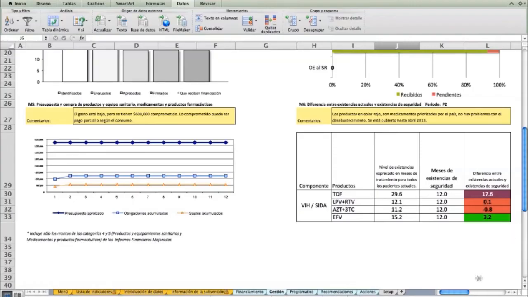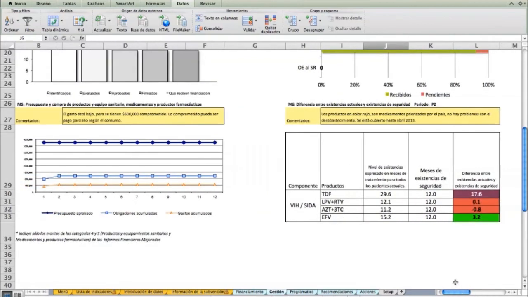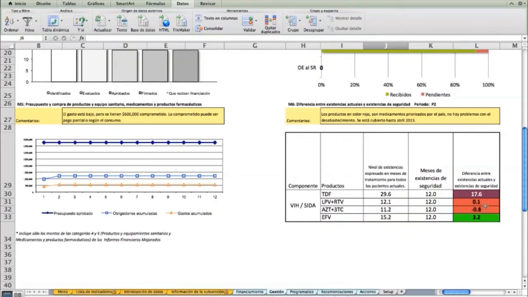In the end, we can observe the difference between the actual stock and the security or backup stock. We can see that TDF has 17 months of inventory left, and that permits us to have a safety net that the medication will be available for those people on these treatments. In the case of the next 2 products, we can see that they are already in red, which means from this date to the next 12 months, we are going to run out of medication.